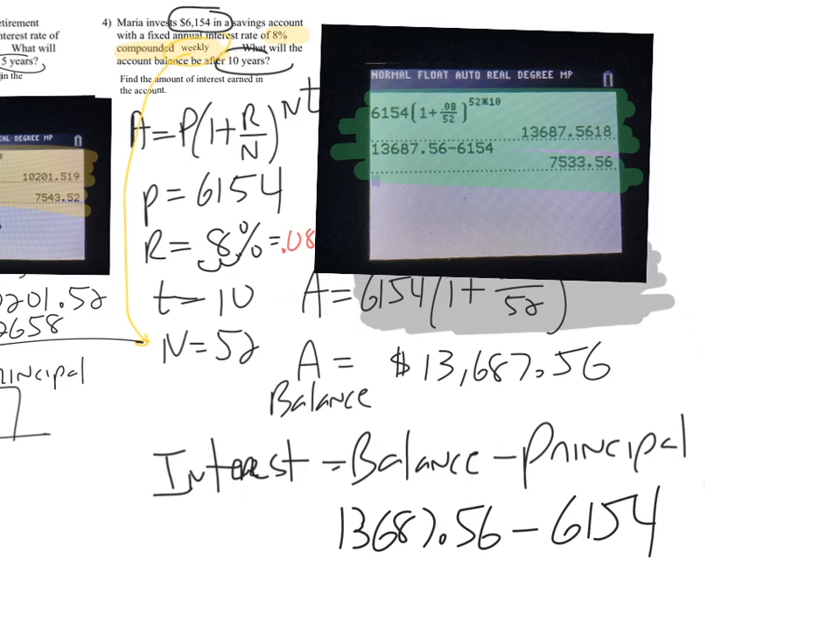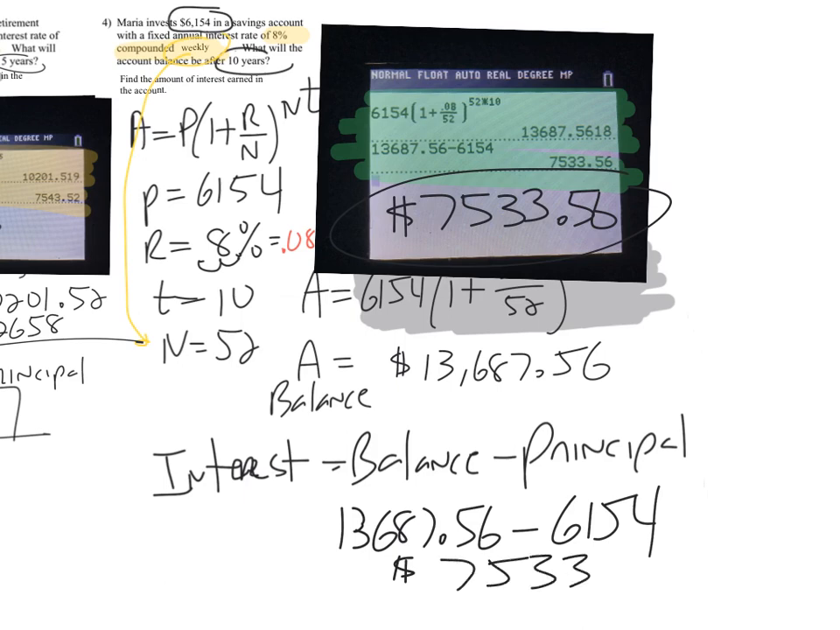So the interest earned in this account, $7,533.56. So that's how much extra money you made by keeping the account in the bank for these 10 years. Now let's look at how we can use this interest formula to figure out when you take out a loan, how much it's actually going to cost you.